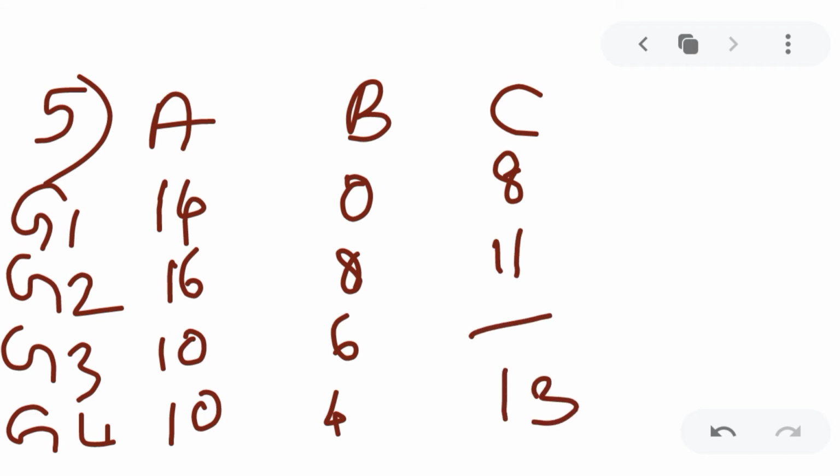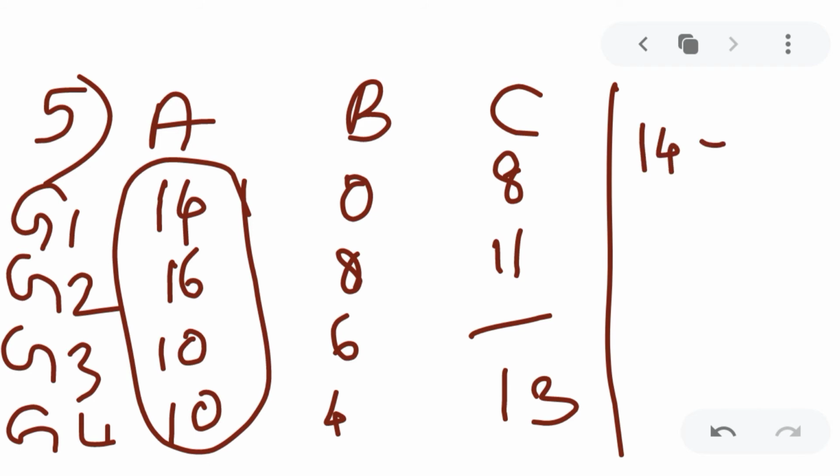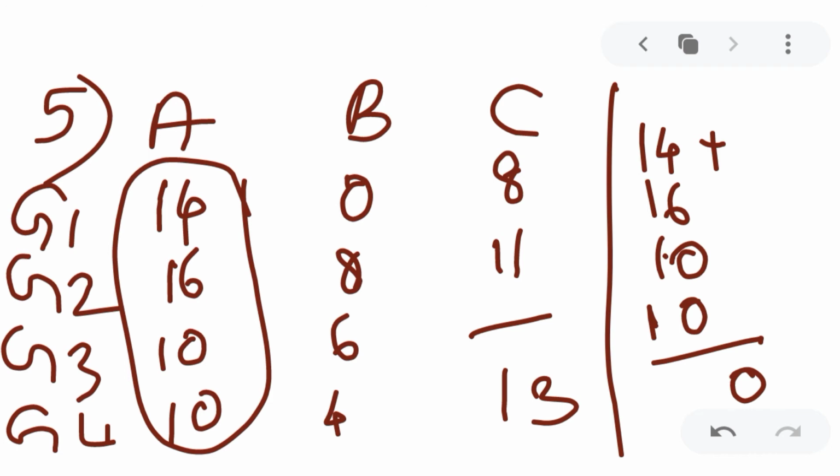So here find the mean to determine A's average number of points scored per game. So we want to calculate the average of A by adding the numbers: 14 plus 16 plus 10 plus 10. So it is 6 plus 4 is 10, and so on, 50 by 4. So the arithmetic mean is 50 by 4.